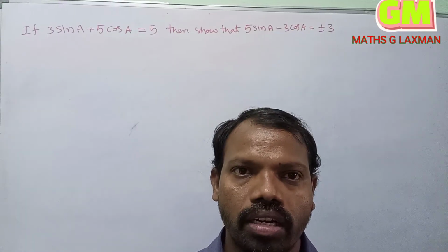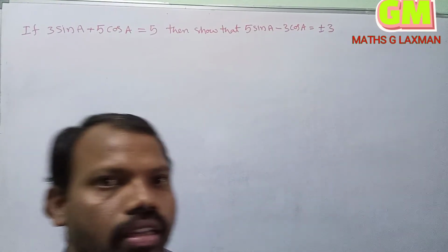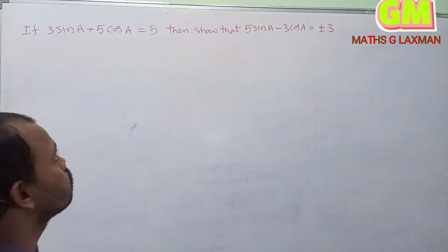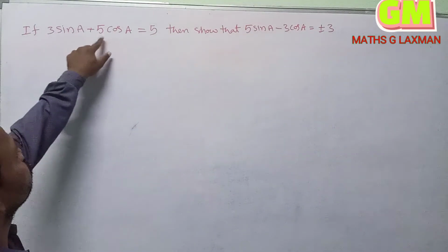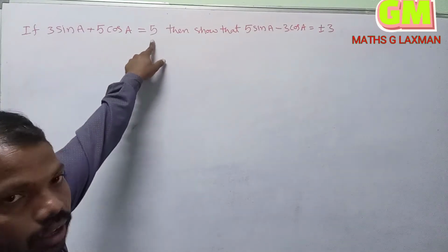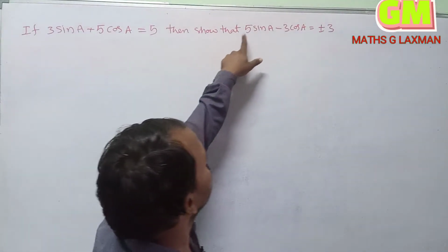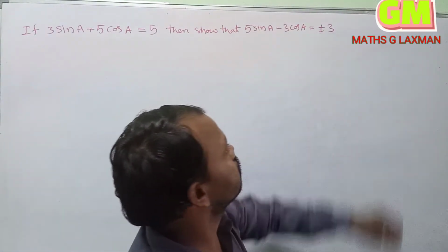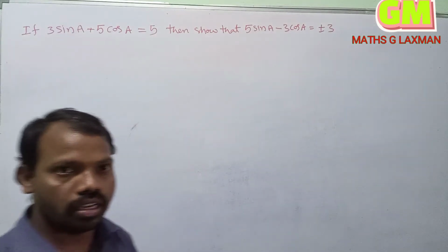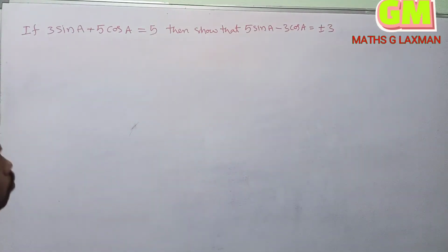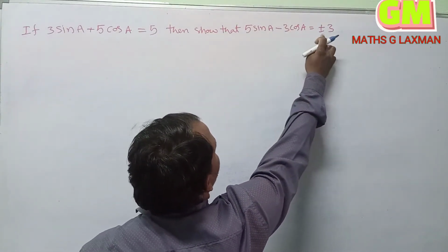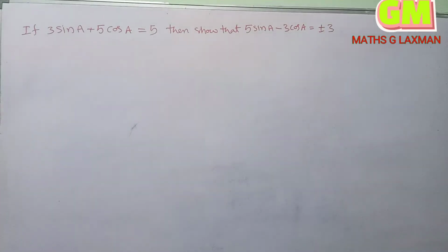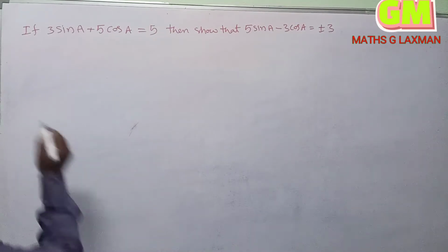From trigonometric ratios. So today we are going to discuss some more problems. The question is that if 3 sin A plus 5 cos A is equal to 5, then show that 5 sin A minus 3 cos A is equal to plus or minus 3. So we need to show that 5 sin A minus 3 cos A is equal to plus or minus 3. So this type of questions, how can we solve this?